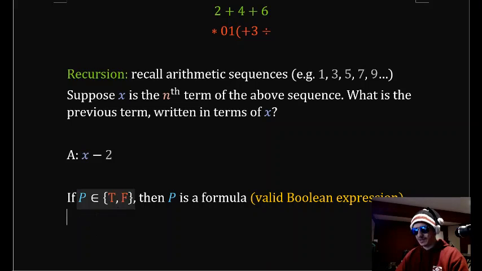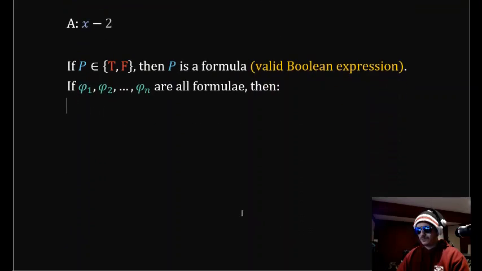So here's our base. If p is a propositional variable, so true or false, then p is a formula, which is a valid Boolean expression. Further, if phi sub 1, phi sub 2, ... phi sub n are all formulae, then the following are true. Not phi sub 1 is a formula. Remember, not turns phi sub 1 into true when phi sub 1 is false, and into false when it's true.